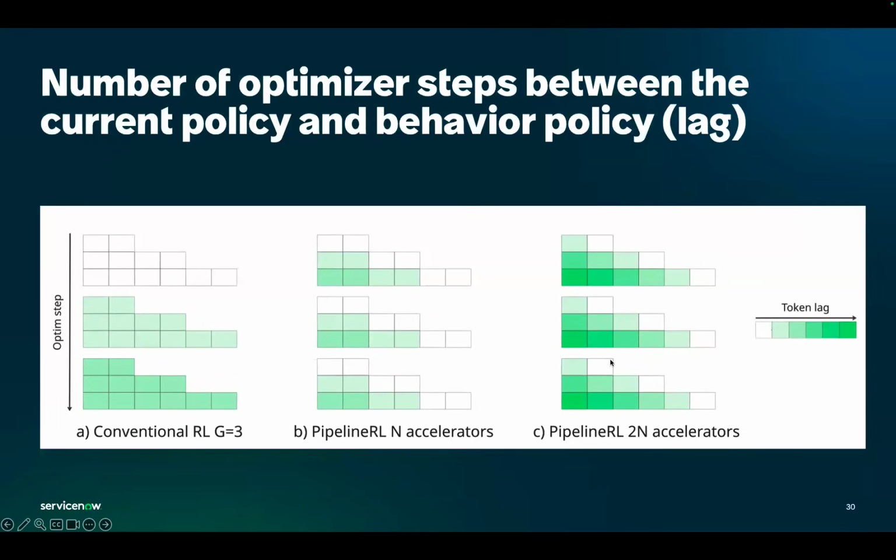Something interesting happens when you double the amount of compute that you're using for PipelineRL. If you have 2x GPUs for inference and 2x GPUs for training, each training step takes half as much time as before, while the latency of inference hasn't changed. And effectively, this doubles the lag for PipelineRL.